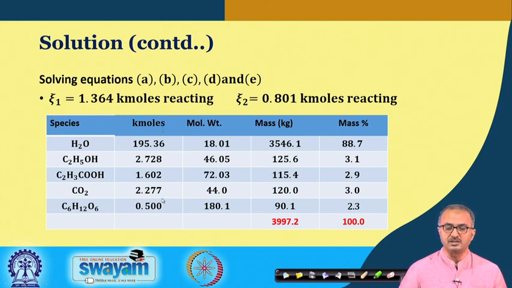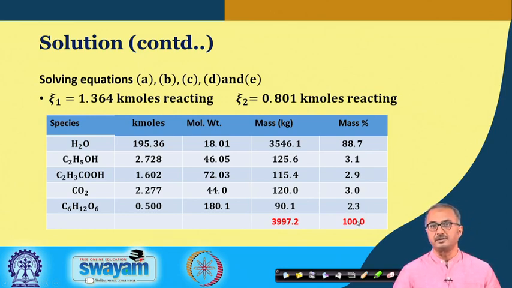So, here we have put all those things. First we have kilomoles, then we have the molecular weight to make them into mass, and from that we take the total mass, and we divide each of the masses by this total mass to get the mass percentage. After getting the mass percentages, to check whether the solutions are right or not, we add them up and we find that they add up to 100. That means the calculated mass percentages are right.